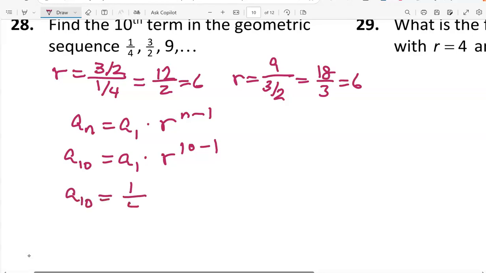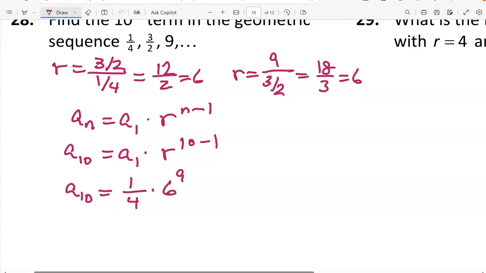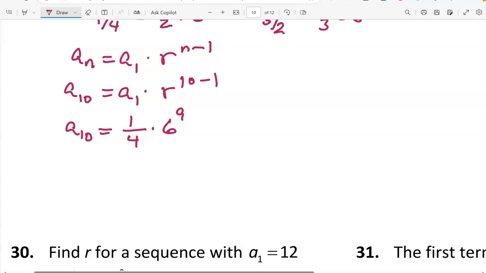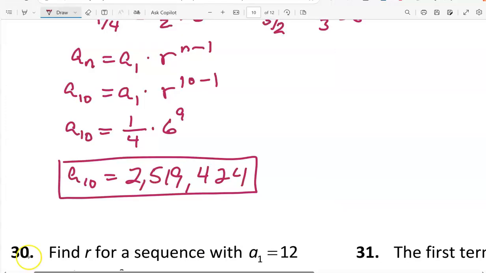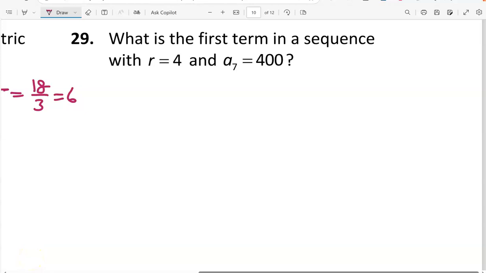A sub 1 is the first term, that's 1/4. r is 6, and 10 minus 1 is 9. So now we just have a computation to do. 1/4 times 6 raised to the 9th power is 2,519,424.